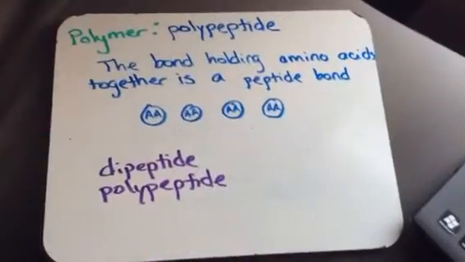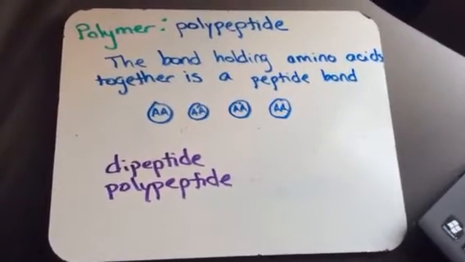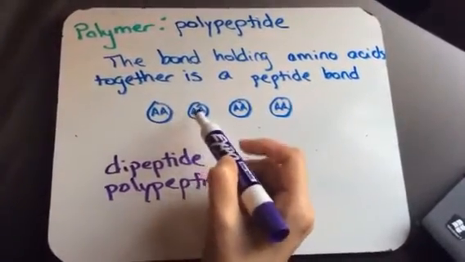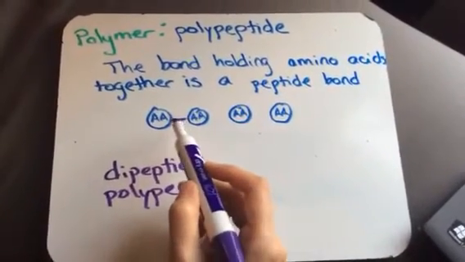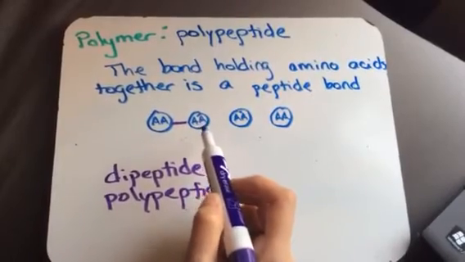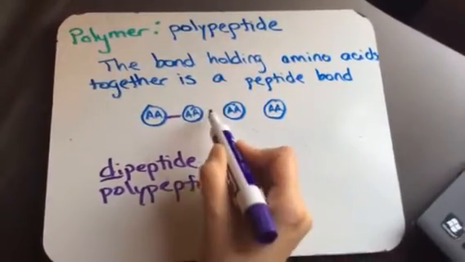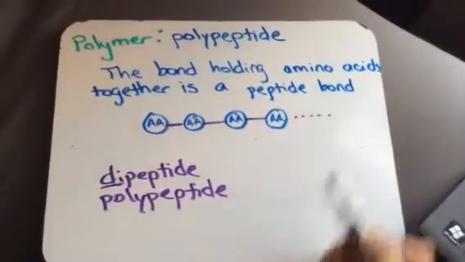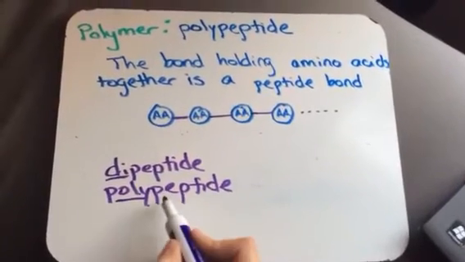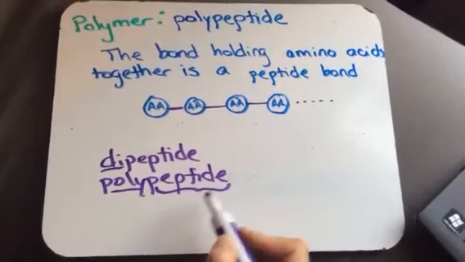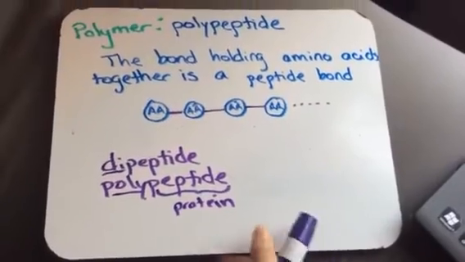Okay. Now, the polymer for proteins is called the polypeptide, and let's look at where it gets this name. The bond that holds amino acids together is called a peptide bond. So when you have just one peptide bond and now you have two amino acids bonded to one another, that is called a dipeptide. Remember that di means two. If we have many bonds, and this can just continue, poly means many, you have a polypeptide. Keep in mind that anytime you see the root peptide, it means protein.